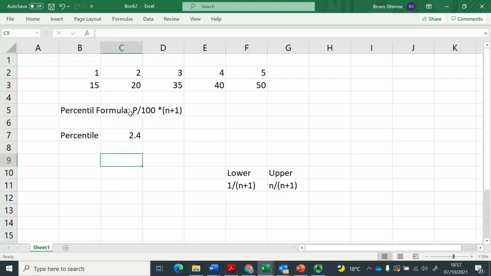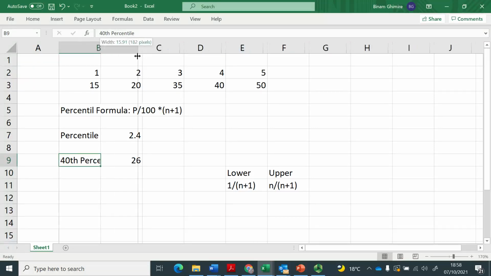So now I need to find the exact answer. I now know that this is the 2, which is 20 in rank 2, and then plus 0.4 of the gap between this 2 and 3, which is 35 minus 20. And there I have got 0.4 times that difference. So therefore I'm going to get the answer, which is 26. So therefore the 40th percentile here is 26.